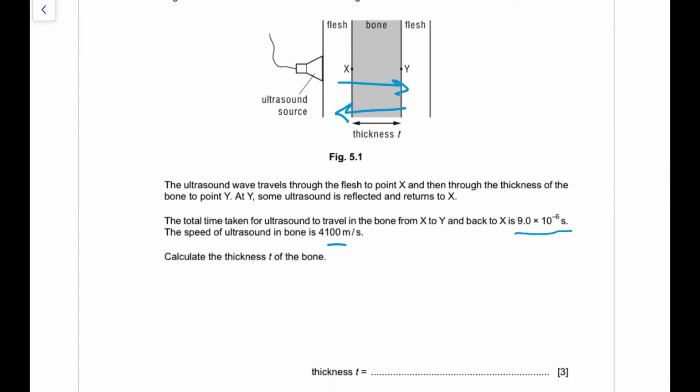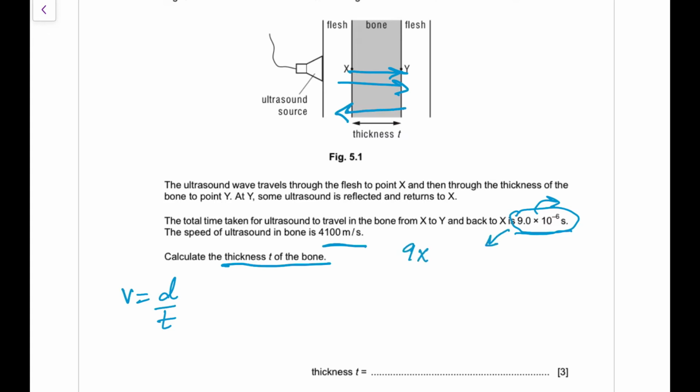Now you are given the speed, you are given the time, and you need to find the distance, right? So the formula of speed is distance divided by the time taken. Now this time is the time taken for the ultrasound to travel from X to Y and then back from Y to X, which means this is the time taken for 2 times the thickness of the bone. So the time taken to travel the thickness of the bone, in one direction, will be half of this.